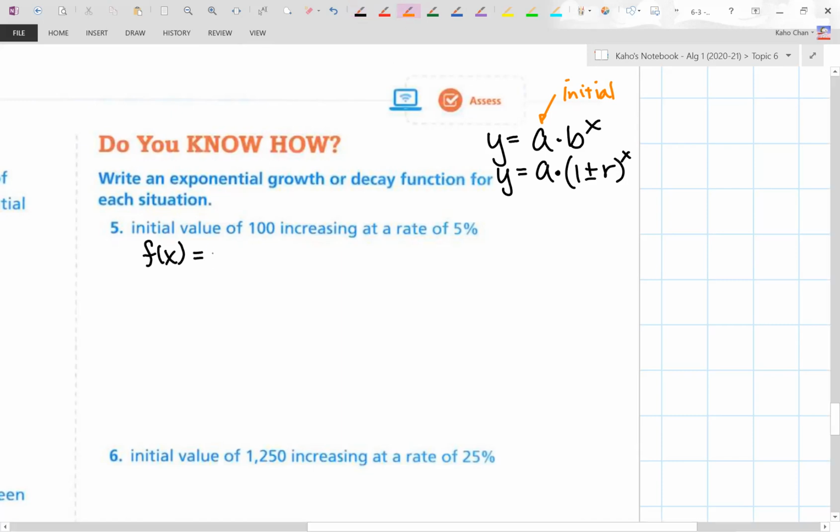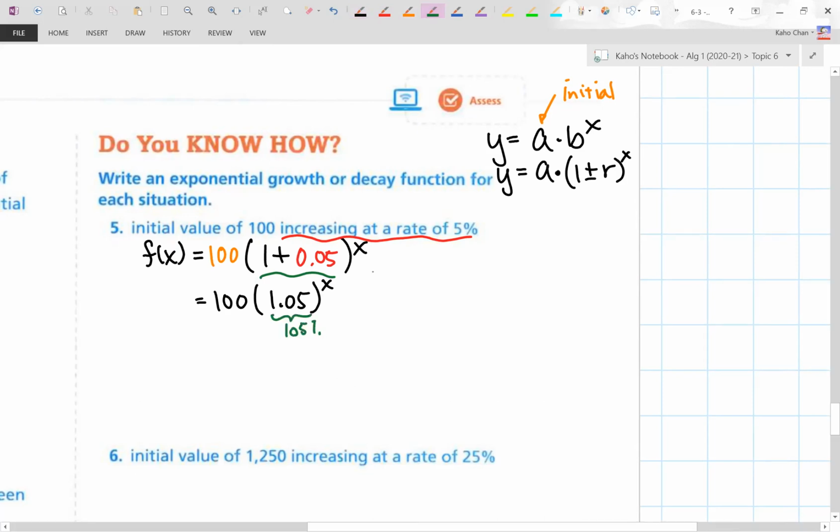Let's put that in, 100, that's my initial value, times 1 plus, oh wait, increase, that's a plus of 5%. Convert 5% to a decimal, 0.05, very good, to the power of x. Clean that up. Add those two values there. Your function is 100 times 1.05. That's literally 105%, by the way. That's what that means, okay? Easy peasy. Any questions?